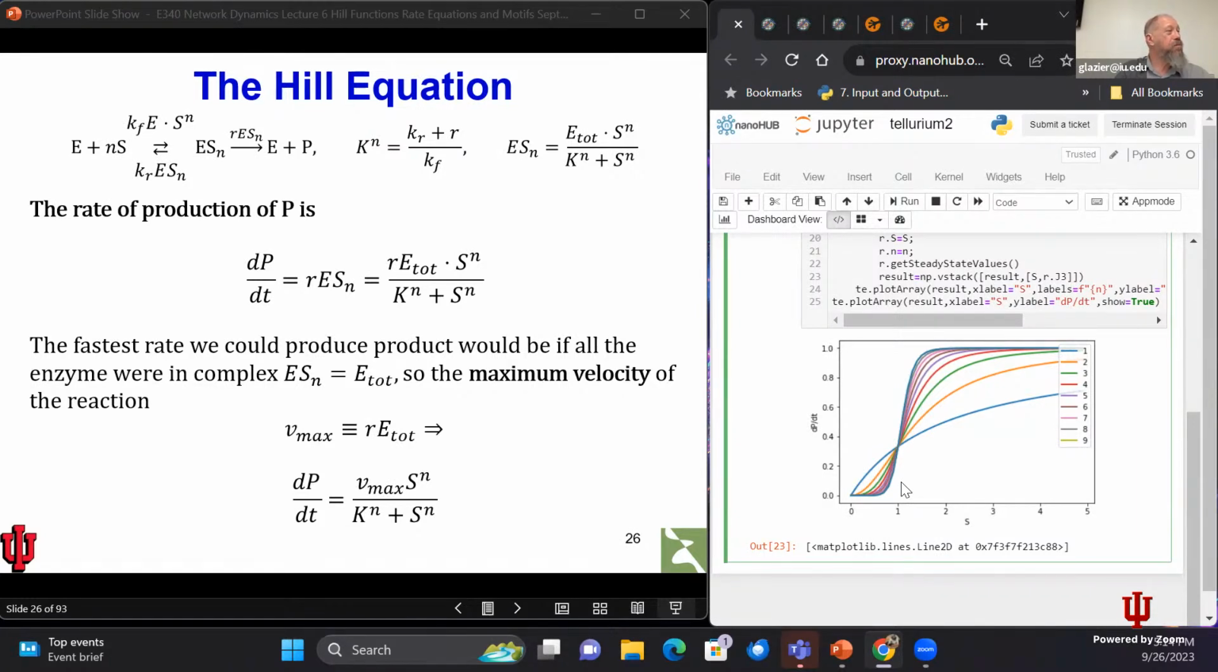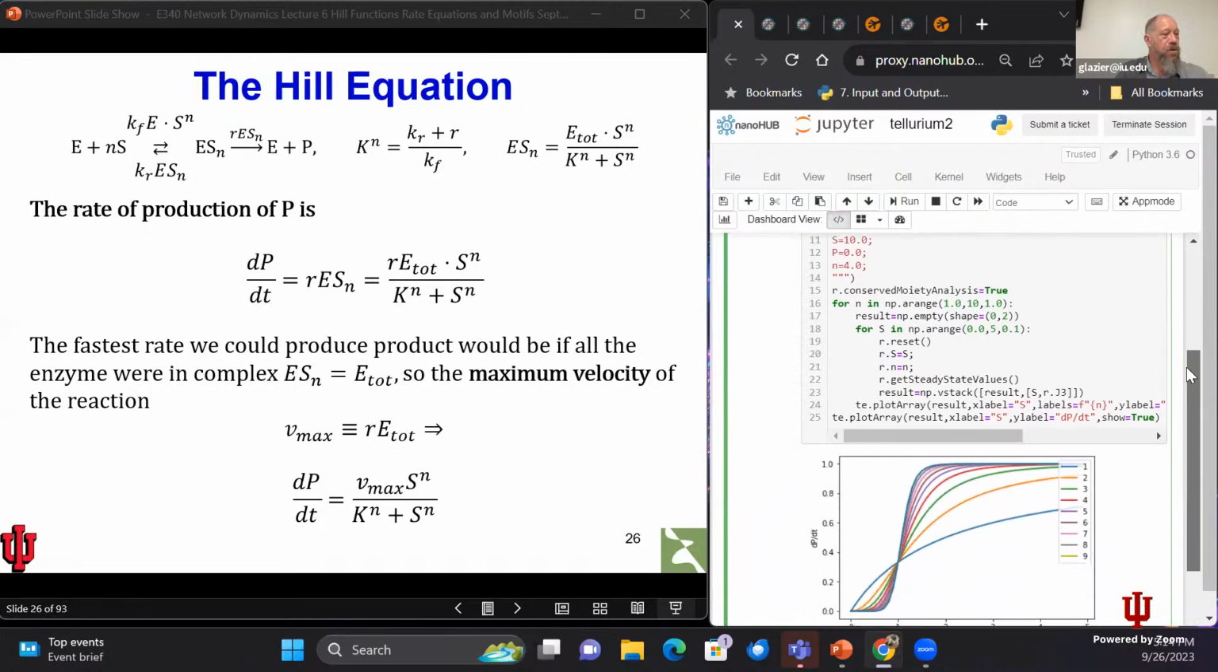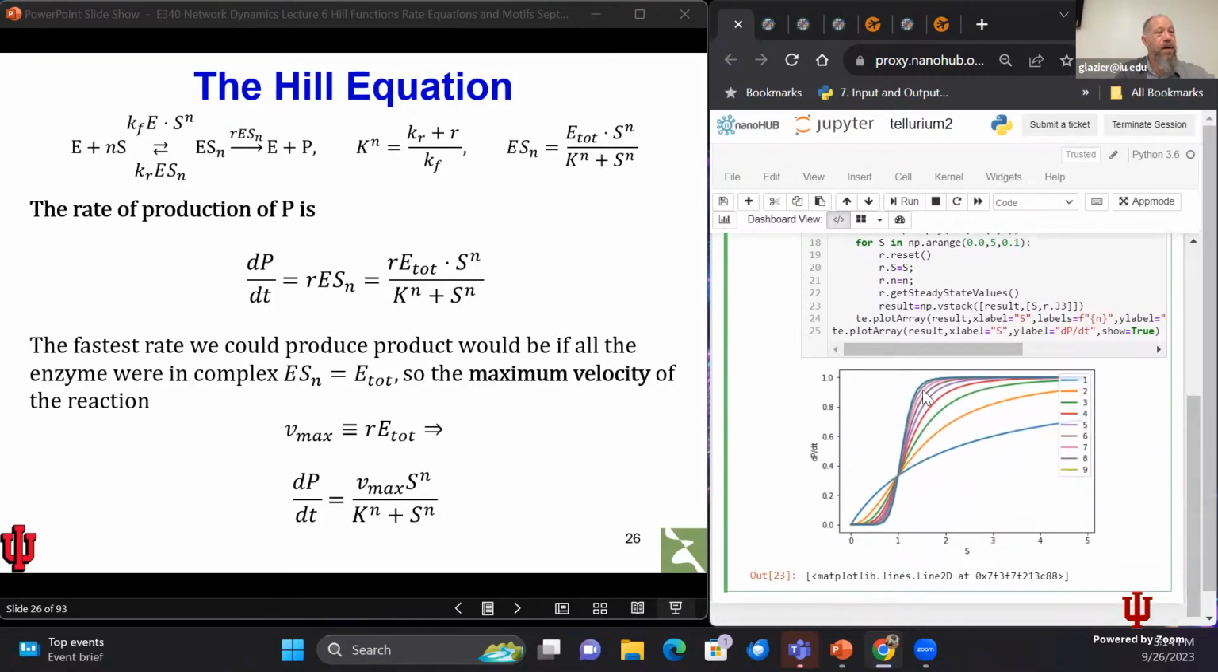So that actually seems to disagree with what I have here, doesn't it? So it looks like the critical value here is 1. No, actually that's not true. K here is 2, and K equals 1 is our half maximal value. Let's see. Did I do something wrong? The maximum velocity of reaction should be R times E total. E is 1, R is 1, so the maximum velocity is 1, and the maximum is 1. So that's right.